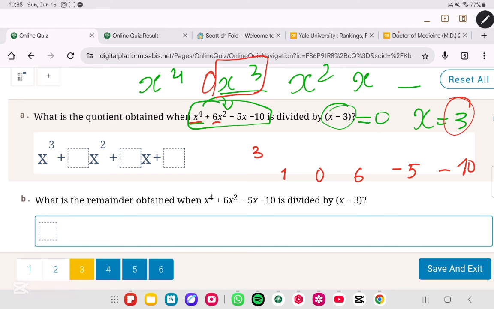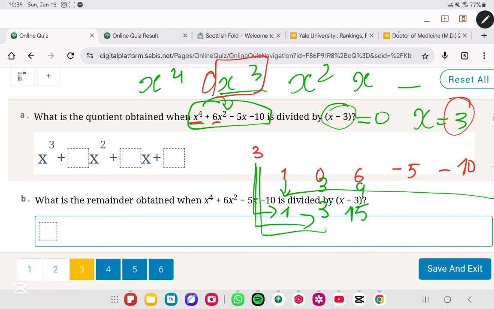Okay, so let's start. First thing you do is you drop the first digit. So you drop 1. 3 times 1 is 3. You're going to put it over here. 0 plus 3 is 3. Then 3 times 3 is 9, so 6 plus 9 is 15. Then 3 times 15 is 45, minus 5 plus 45 is 40.